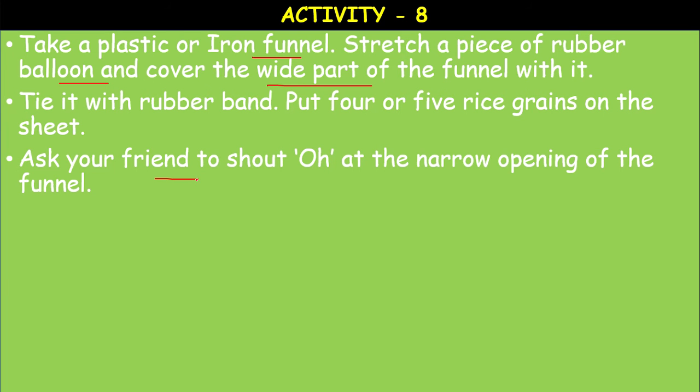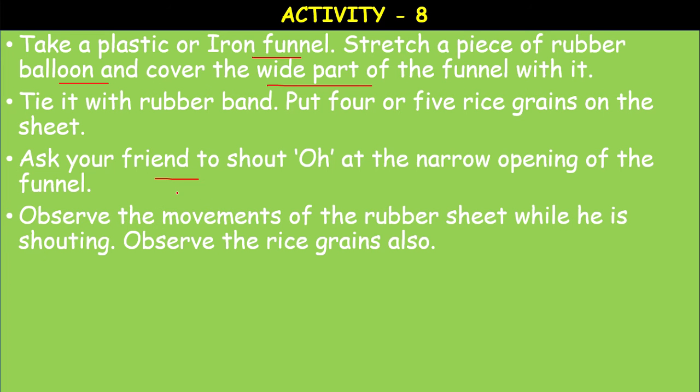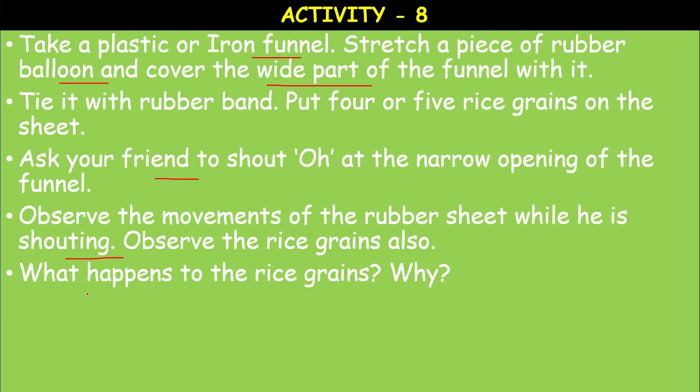The broad opening we have closed, then we have put some rice grains. Then ask your friend to shout at the narrow opening of the funnel. Observe the movements of the rubber sheet while he is shouting. Observe the rice grains also. What happens to the rice grains? The rice grains will move and finally fall down.